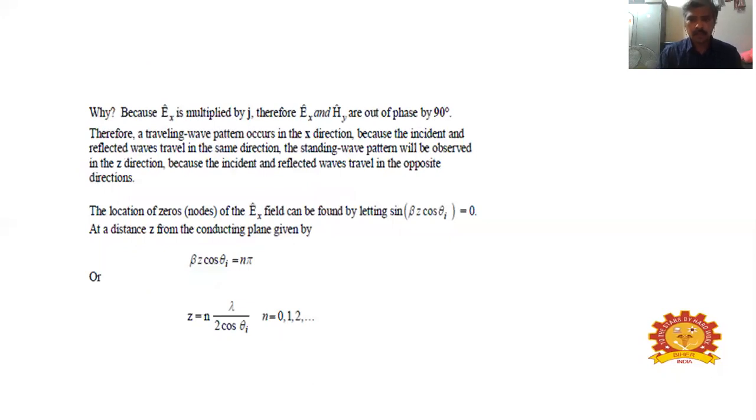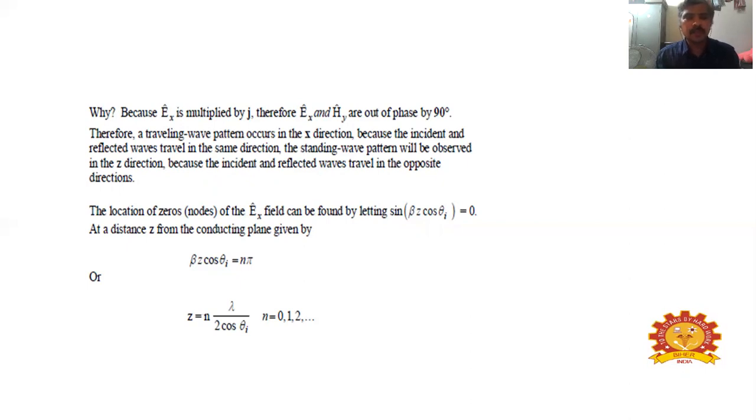Why? Because E of x is multiplied by j. Therefore, E of x and H of y are out of phase by 90 degrees. Therefore, a traveling wave pattern occurs in the x direction because the incident and the reflected waves travel in the same direction. The standing wave pattern will be observed in the z direction because the incident and the reflected waves travel in opposite directions.